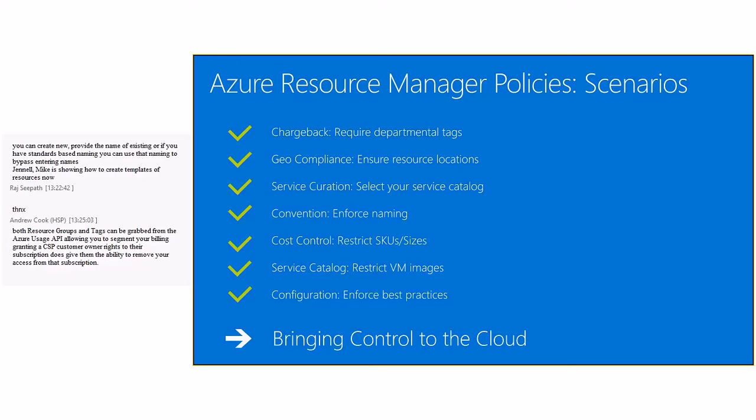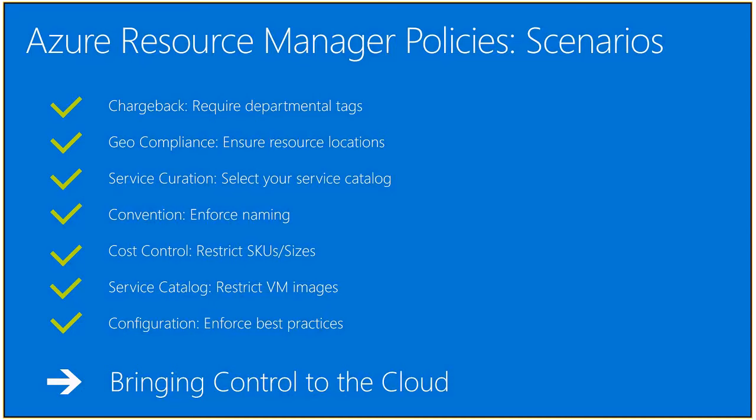Previously we talked about RBAC, which gives you permissions, who can do what. Resource policies, on the other hand, control the shape of your resources. One scenario is chargeback, where you may want to enforce a department tag or some other tag for third-party management tool integration. So you can enforce a tag. When there's no such tag, you can deny the request, or you can append the tag if needed to function.